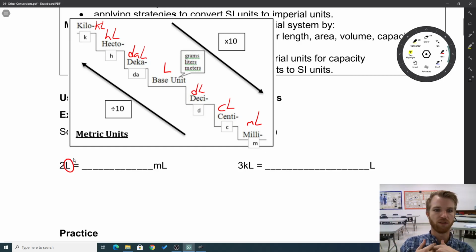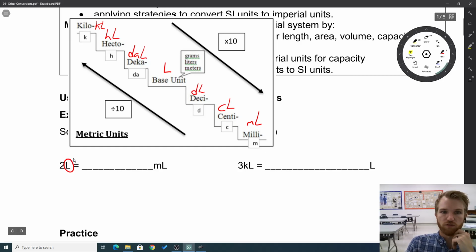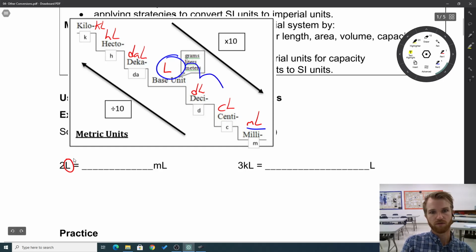So I said how many milliliters is in 2 liters. It's going to be a big number. So using our staircase, the way we do this is we say we're starting at liters, and then we need to go down to milliliters. So every step we go down the staircase, 10 times smaller unit, 10 times smaller, 10 times smaller. Every time we go down a step, we're going to multiply by 10, just like we did with meters before. Okay, so times 10, times 10, times 10.